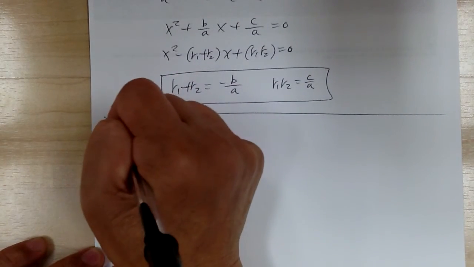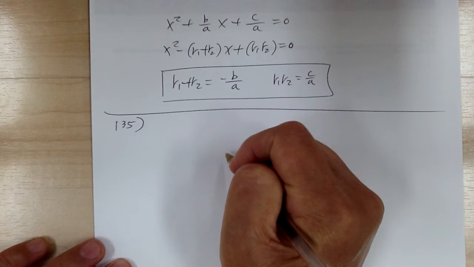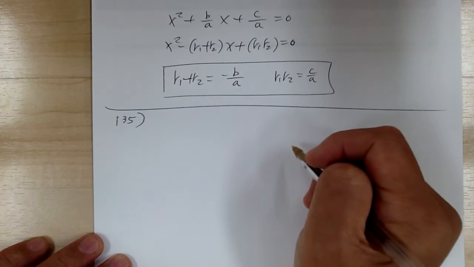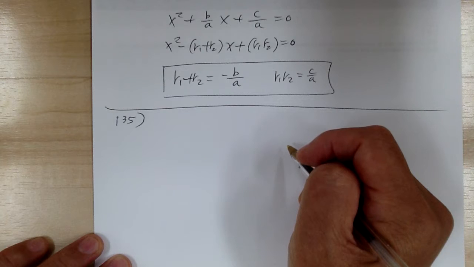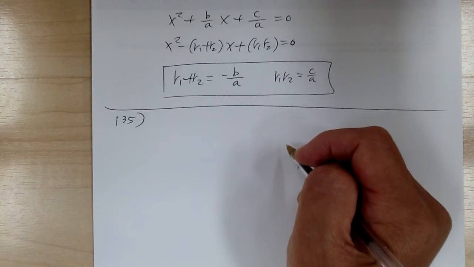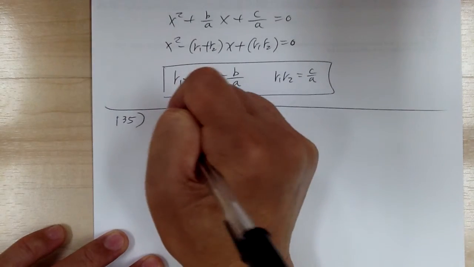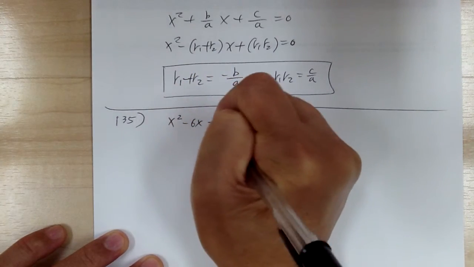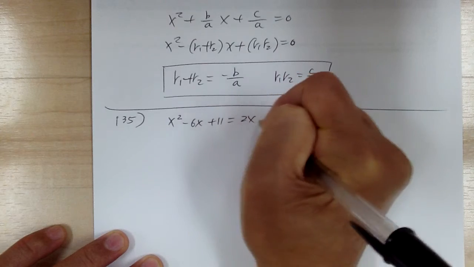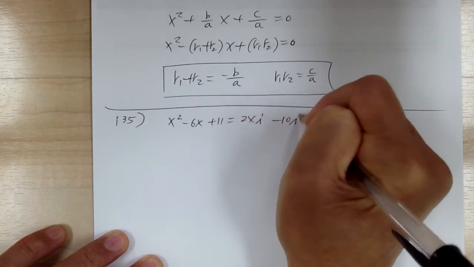Let's go to number 135. It says what quadratic polynomial with 1 as a coefficient of x squared has the roots which are complex conjugates of the solutions of this one over here, x squared minus 6x plus 11 equal to 2xi minus 10i. Okay, so you got x squared minus 6x plus 11 equal to 2xi minus 10i.